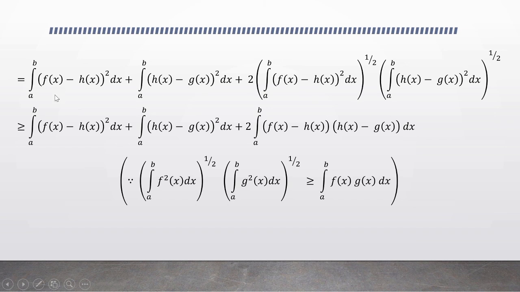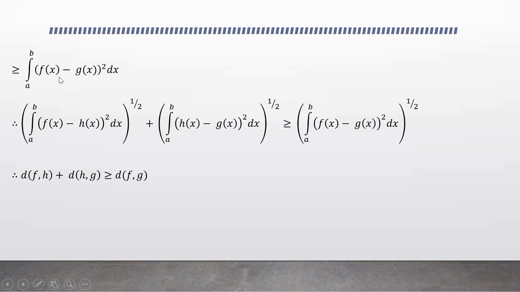Now this value we take as it is, this is also as it is, but here in place of this value we have to take the integration of (f of x minus h of x) into (h of x minus g of x) dx, x running from a to b. Why? Because by this formula the value of this is less than or equal to that. Now this is nothing but (f of x minus h of x plus h of x minus g of x) bracket square dx, x running from a to b.